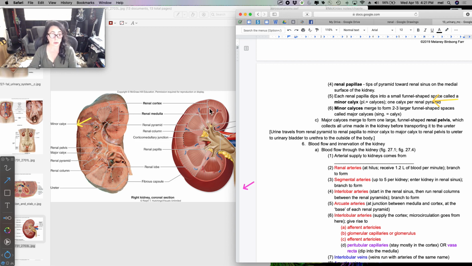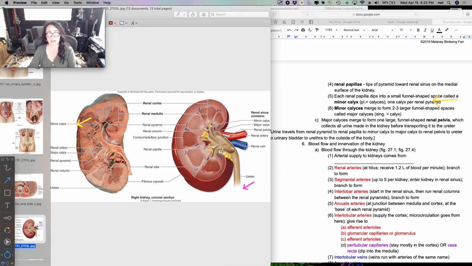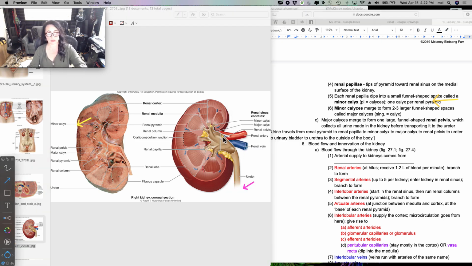So urine's going to be made here. We'll talk about how it's made in just a little bit. Urine travels from the renal pyramid out to the renal papilla, gets picked up in a minor calyx, gathered in a major calyx, into the renal pelvis, and then on its way out, although you haven't learned these structures yet, let's go ahead and talk about them. It goes ureter, urinary bladder, urethra, toilet. Okay? All right, so eventually you will have to do some kind of trace that involves that. It's really not very hard.